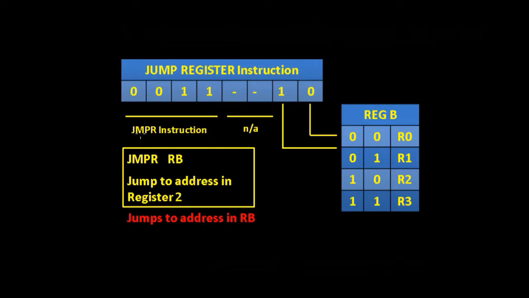So the jump register instruction is given by 0011. These 2 bits aren't used, and the register that's going to hold our jump location is going to be register RB, which in this instance is going to be given by register R2. So the best thing to do is again see it by example. We'll go and build it up in Logisim and we'll test it out.